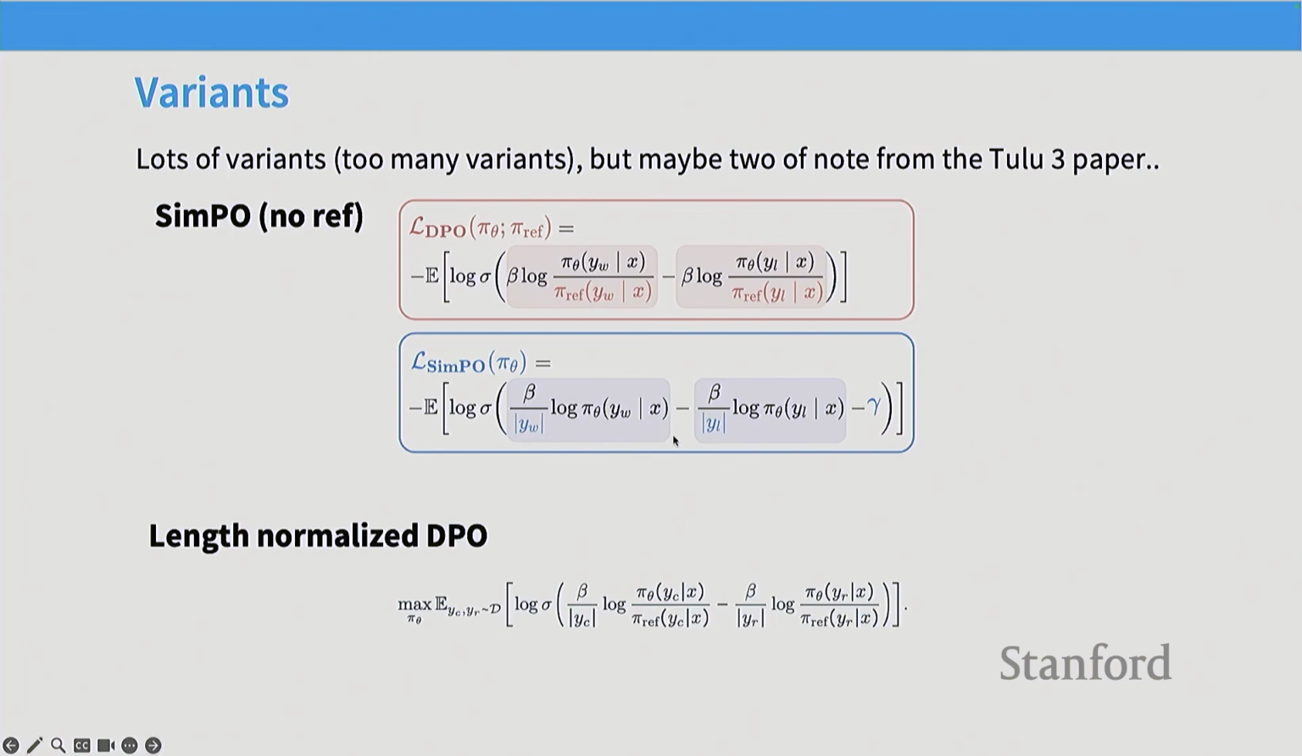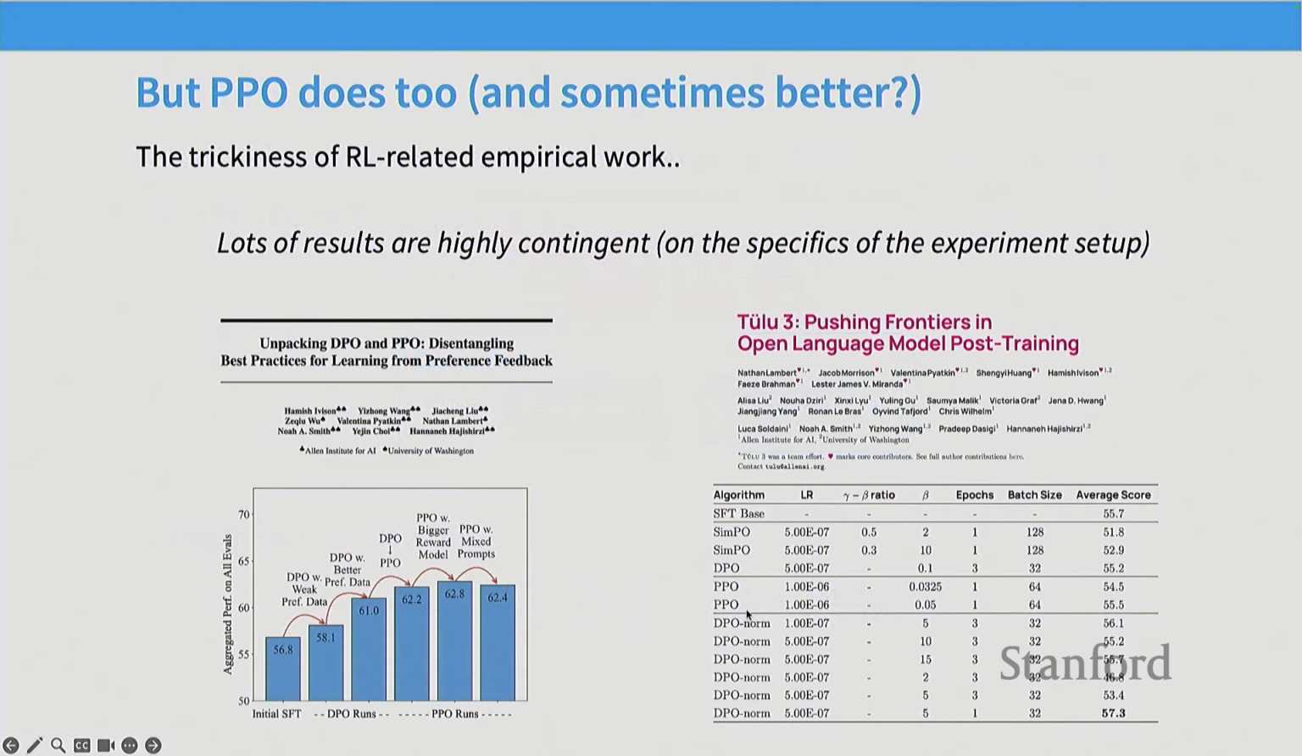There are other variants where you don't do this reference policy removal, where you just normalize by length, called length-normalized DPO, that people have done. And these two forms, DPO with length normalization and SimPO, were the things that were tried pretty extensively by AI2 folks when they did Tulu 3.